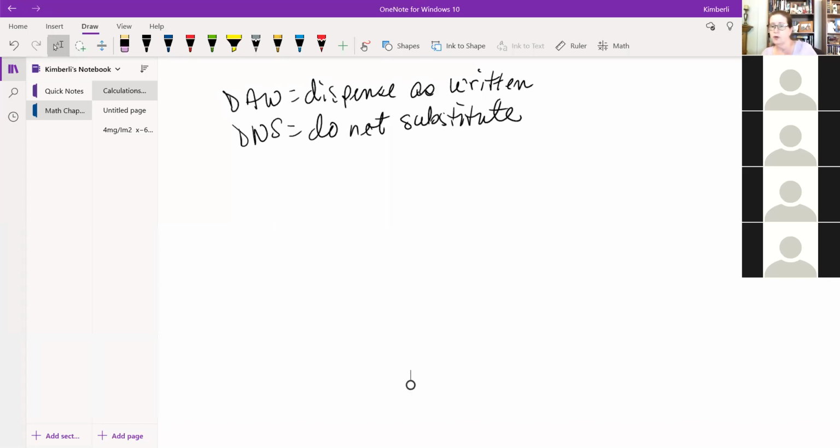So if they don't put a verb, and there's never a verb written on the prescription, but we have to put the verb in there like take or give.